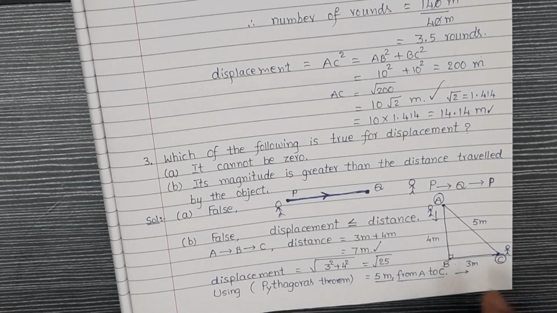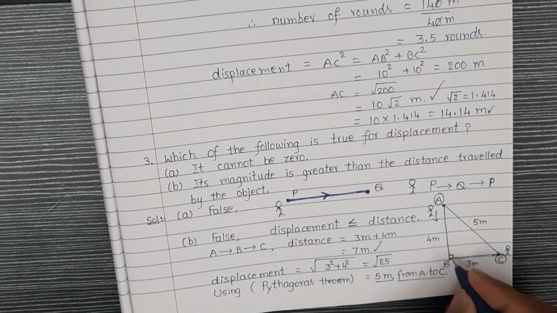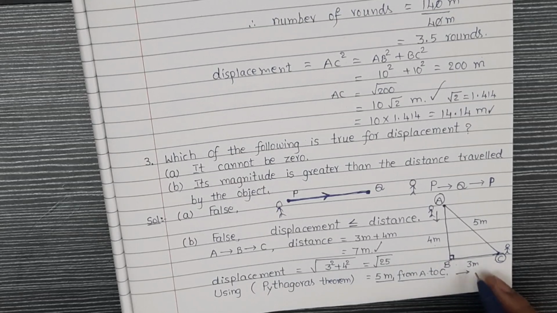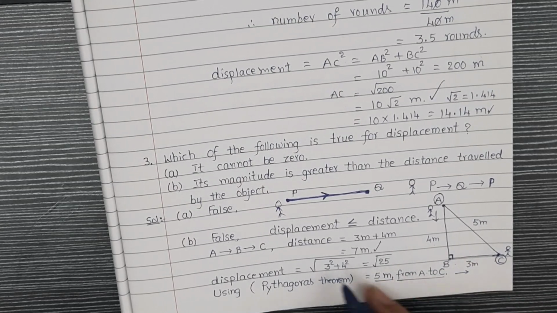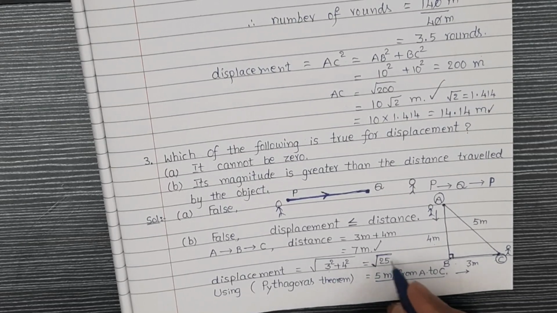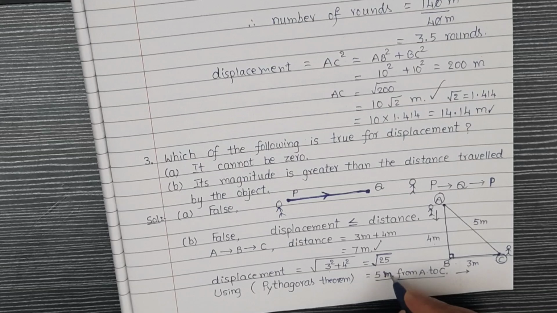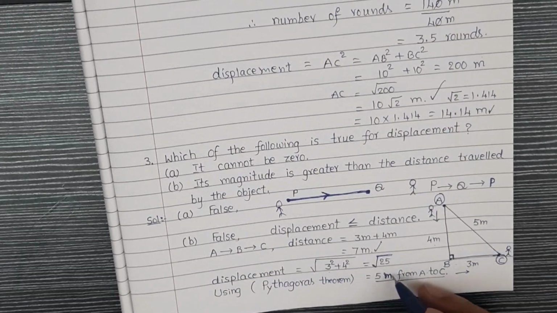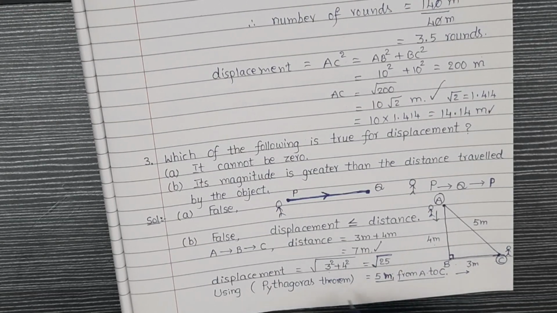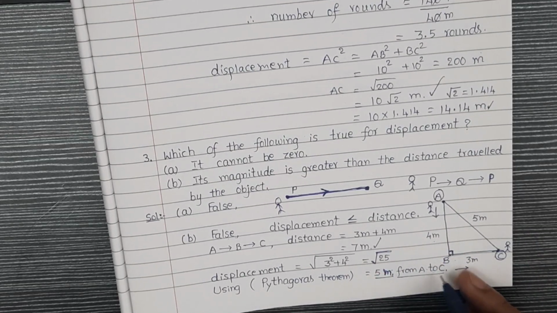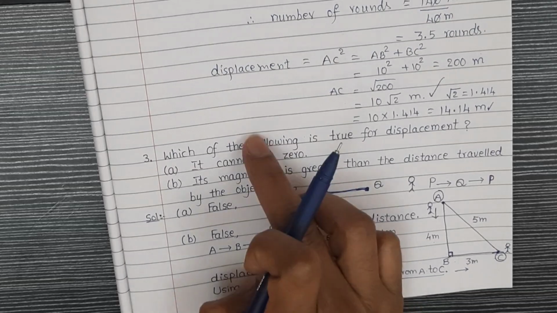Whereas for displacement, if you apply the Pythagoras rule, we get side square plus side square is equal to 3 square plus 4 square, which is 9 plus 16, under root 25. The root of 25 is nothing but 5 meter, which we get as the displacement. And look here, the displacement we got is 5 meter, which is not greater than 7 meters. So displacement is always either less than or equal to distance. This example will clarify that question.